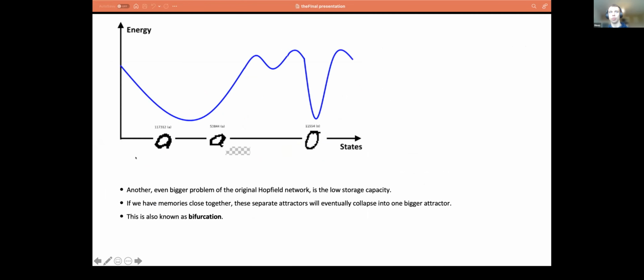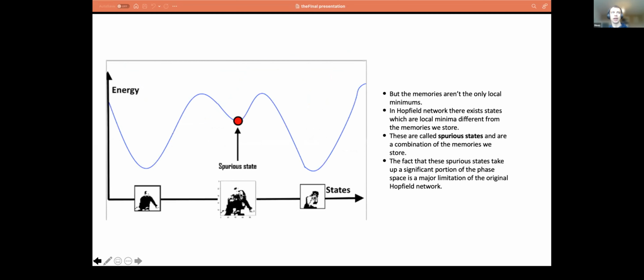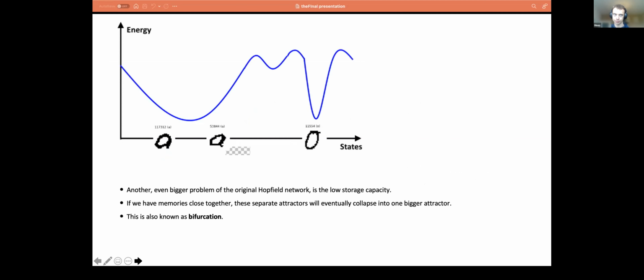The even bigger problem of the original Hopfield network, which is also what Felix already told you, is that it has a very low storage capacity. So if you try to store too many memories, you will have multiple memories converging, becoming one bigger memory or attractor. If you go back to the previous slide for a bit, think about moving these valleys, these memories, closer and closer together. At one point, they will collapse into one bigger valley. This is called bifurcation. And now the individual memories are not stable anymore.